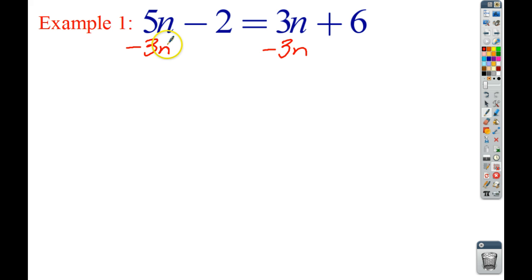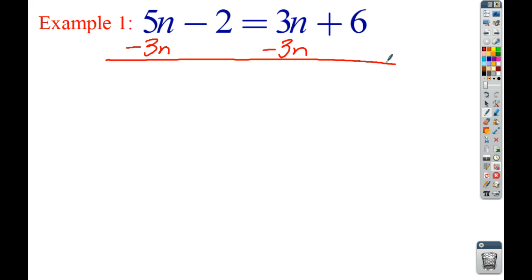Remember, I have to combine like terms. These are the terms that are alike. I cannot combine the negative 3n here with 2. I need to do them separately. So let's go ahead and combine these two steps, and let's see what I'm left with.